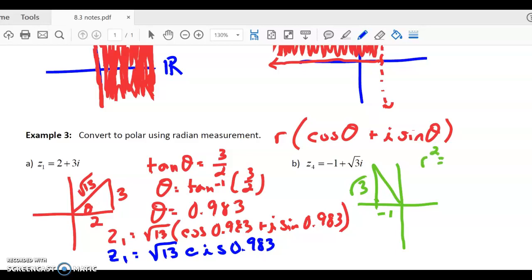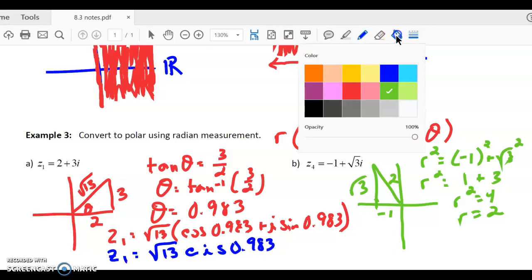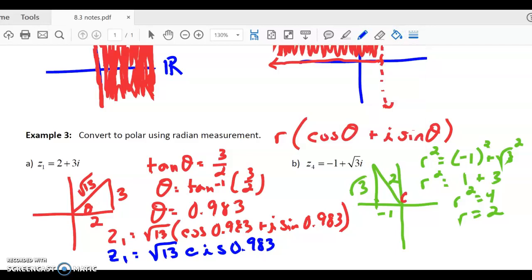So r squared is equal to -1 squared plus square root of 3 squared. So r squared is equal to 1 plus 3. r squared is equal to 4, so r is going to equal 2. So we now have 2. We have to figure out what theta is. Remember, theta is going this way. So we're going to do the tangent of theta equals square root of 3 over -1.